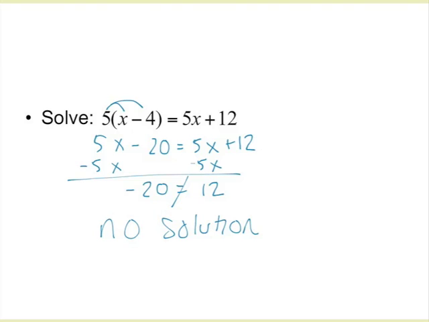If you end up with your variable disappearing and an untrue statement of numbers, there is no solution to that problem. If you end up with your variable disappearing and an absolutely true statement, something like 2 equals 2, all real numbers work. Okay? If it's a false statement, there's no answer that works. If it's a true statement, any answer will work.